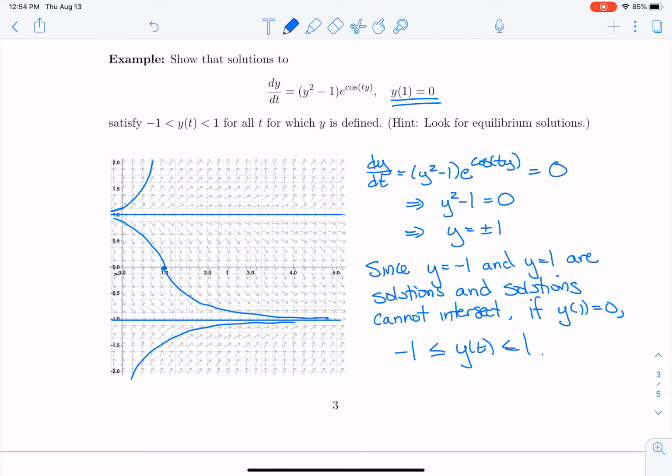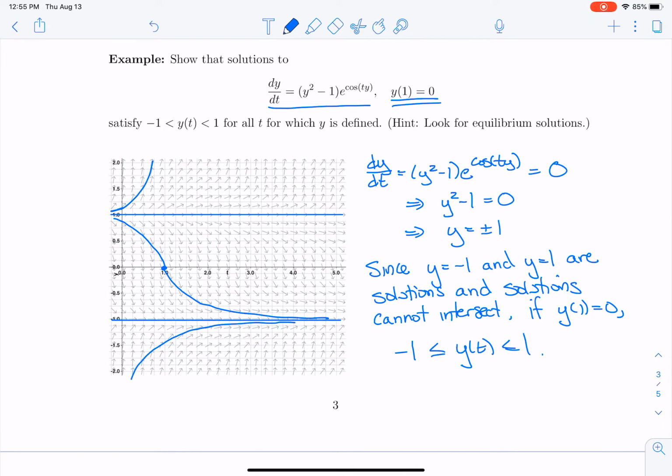I'm not going to be able to solve this differential equation. It's too complicated. It's not linear. It's not separable. I'm not going to be able to find an explicit formula for the solution, but I can say something about solutions anyway. If they start between minus 1 and 1, they will remain between minus 1 and 1. If they start above 1, the solution will remain above 1. And if they start below minus 1, they will remain below minus 1.